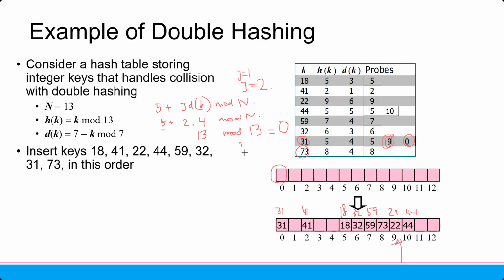Next, we have 73. We do mod 13, so the result is 8. Let's check. Okay, 8 is empty, so we put 73 here. So we need to put every value here without any collision.